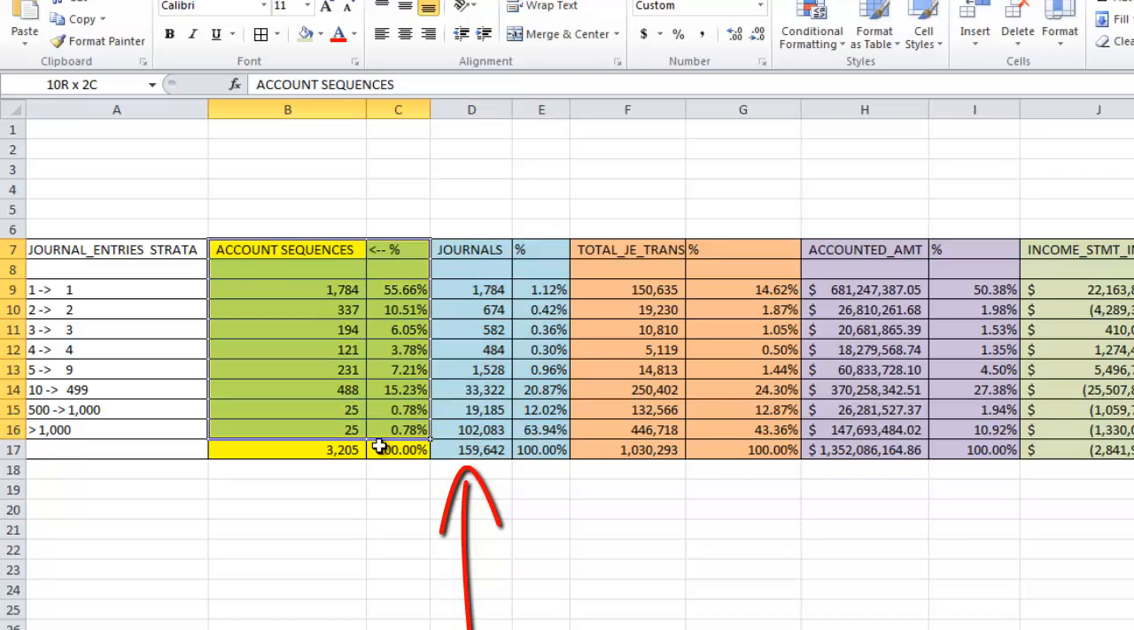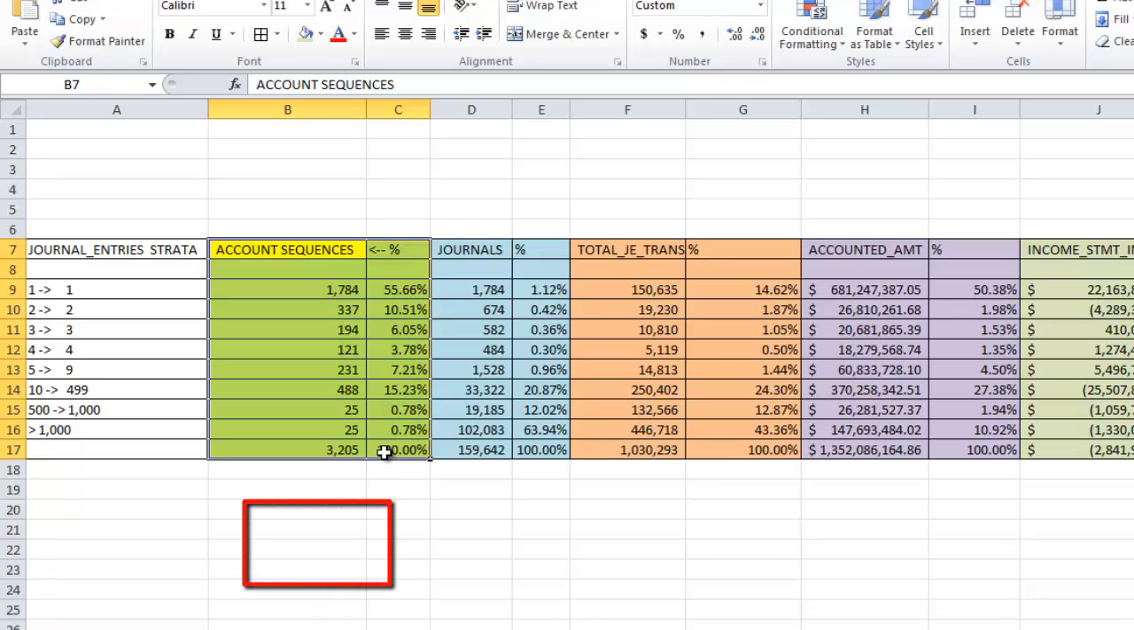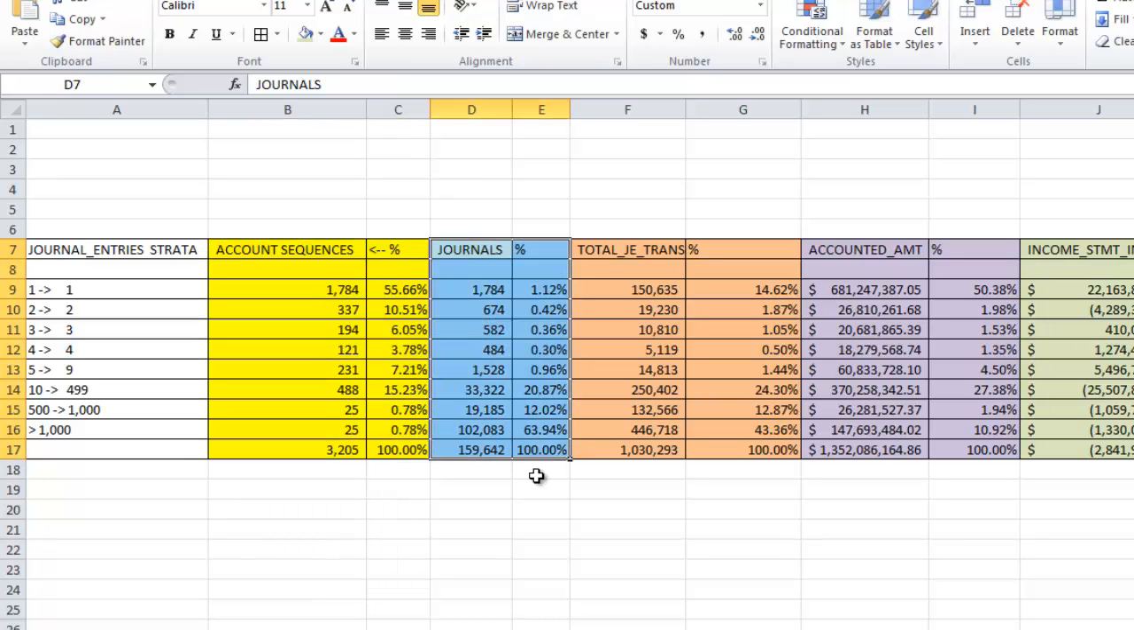But there's only 3,000 or so account sequences that work within the journals. So when you summarize the journals down based on the debits and credits that are in those journals, there's only 3,000 to look at. Now 3,000 is still a lot to look at, but out of 1 million entries or 1 million transactions, to bring it down to 3,000 that quickly is very, very useful. And we'll show you why.